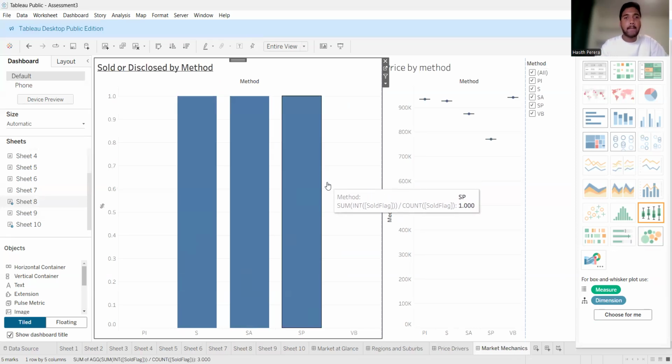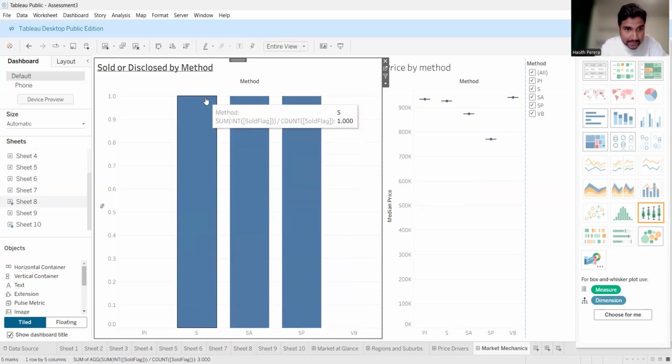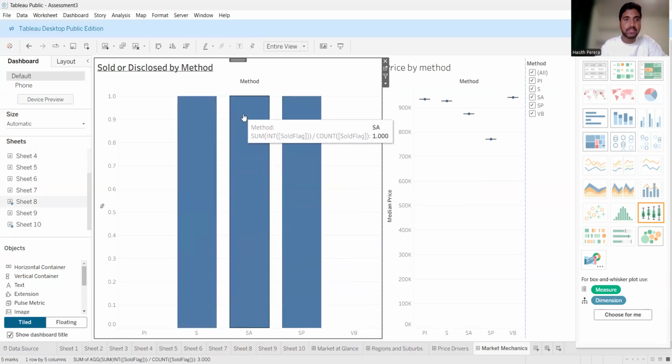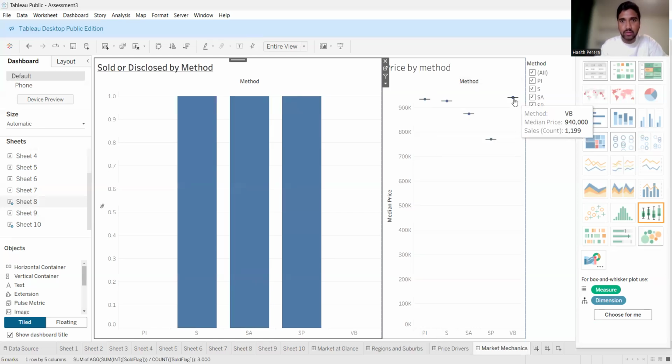So basically, how each property is sold and how the house is likely to be sold. If you could see here, this has got the highest, this is nearly 100%. This is also 100%, 100%, 100% right here. And if you could see the price method, this suggests that this has got the highest price sold, the highest price method, I would say. So yeah, that's pretty much it.